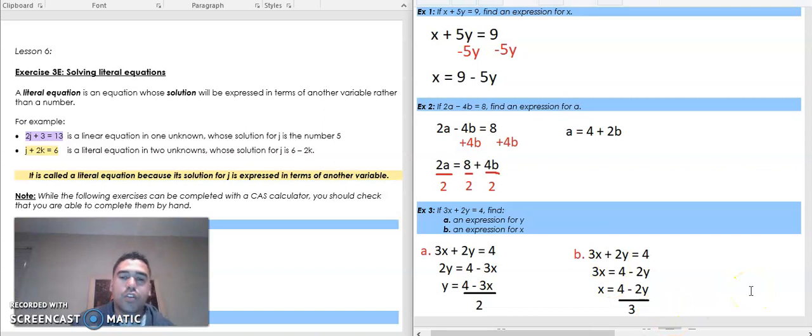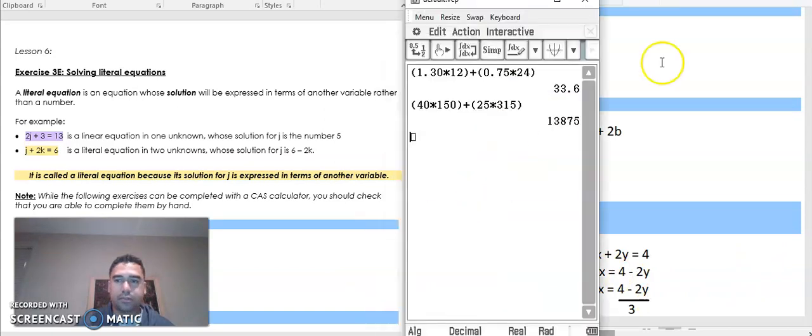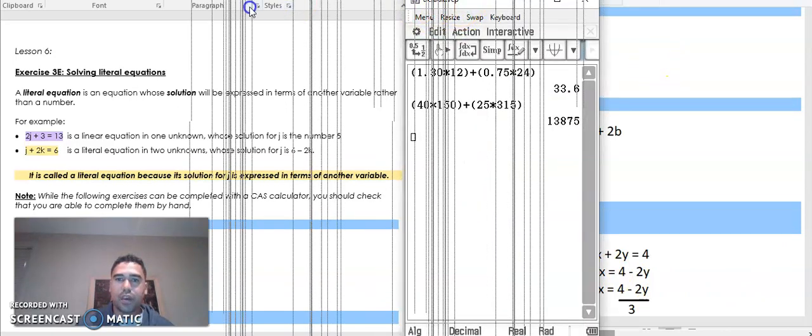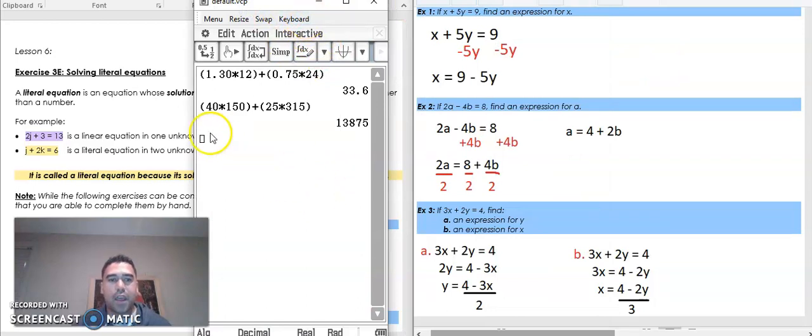Okay, so solving for a letter itself can be a bit tricky, especially when there's a lot of terms going on. You can use your CAS calculator to solve for this. Okay, so I'll show you how to do that. I'll quickly grab my CAS calculator right here. So let's look at the first one. We're going to do x plus 5y is equal to 9.